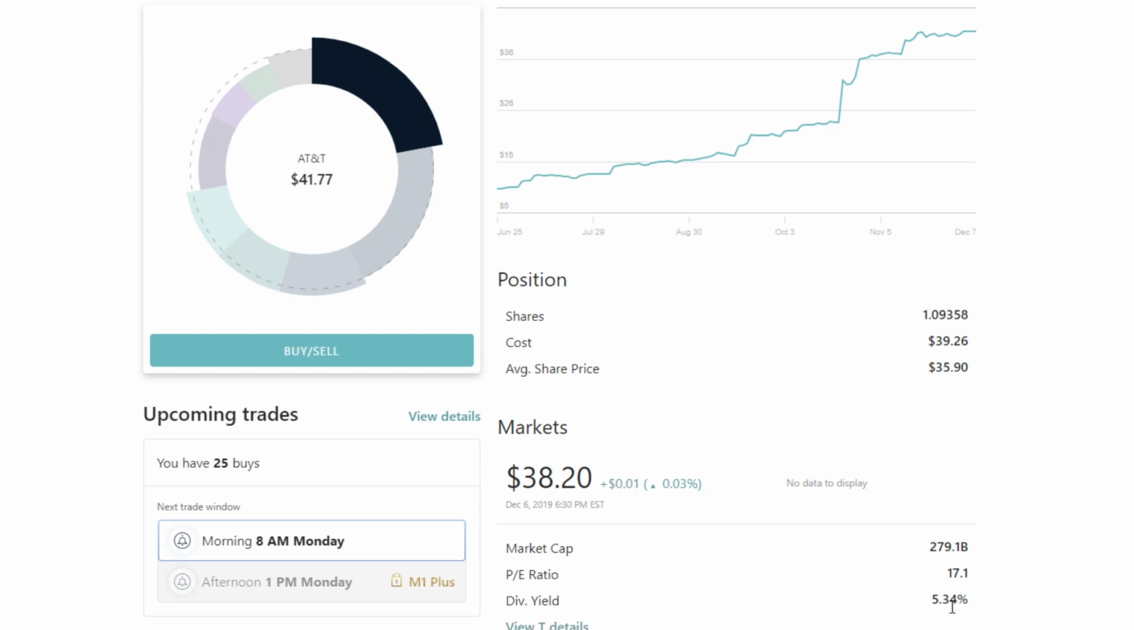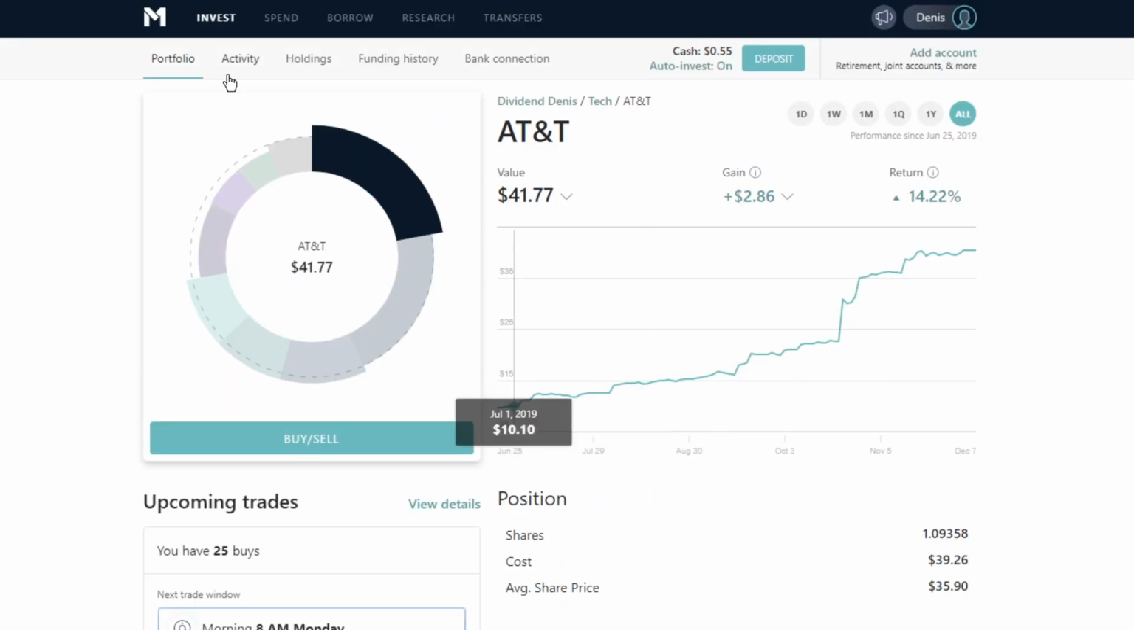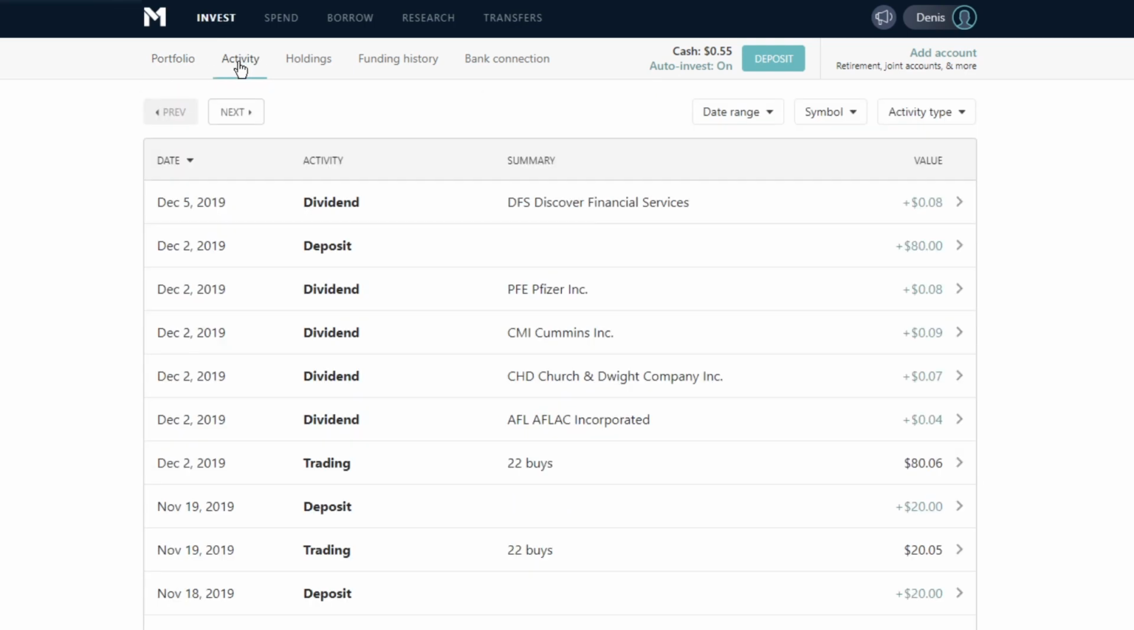As you can see, their dividend yield is about 5.34%. Which means that even when I didn't have a full share, I was still getting a portion of the dividend, and I'm going to show you guys that. So what we're going to do is go into our activities feed, and this is where you can see how much you're getting paid. If you're on mobile, this works exactly the same. It's just going to be on your left-hand side instead of at the top of your actual web browser.